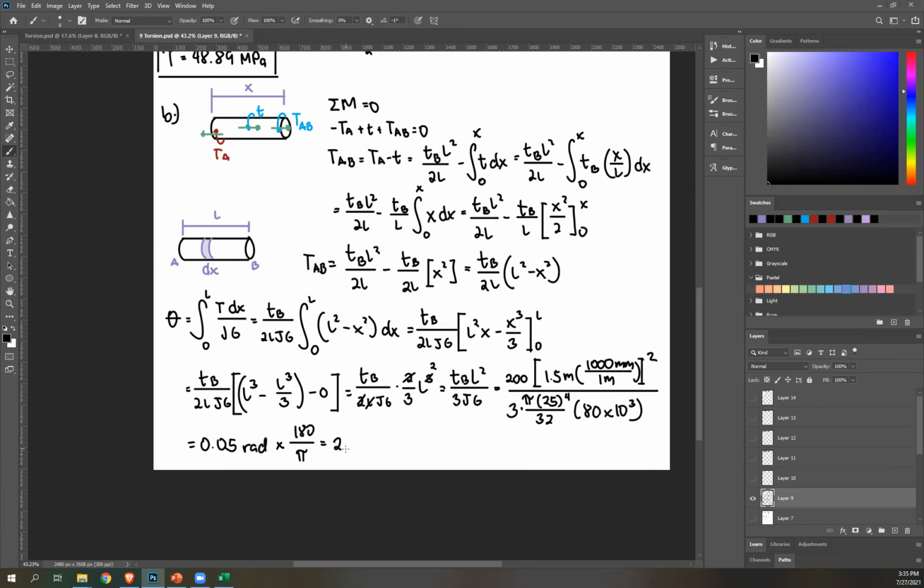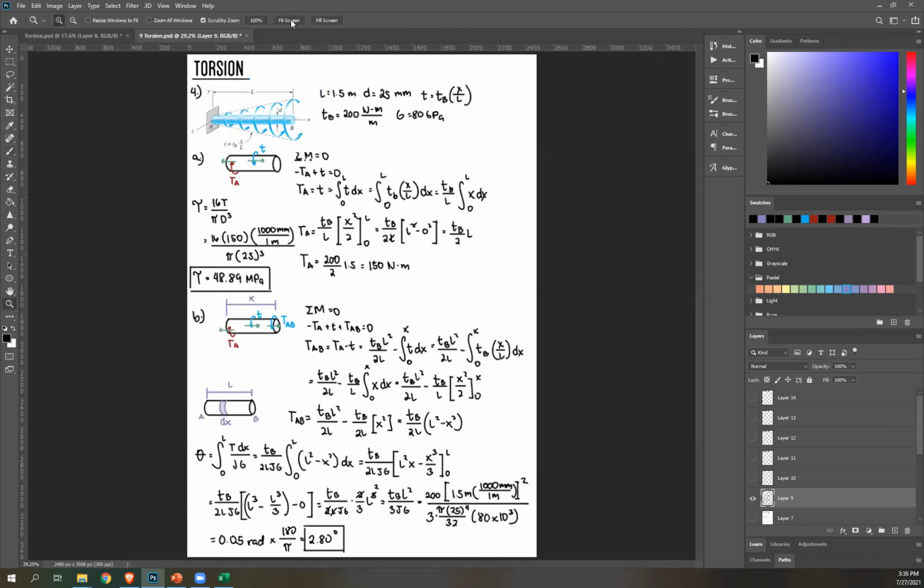2.80 degrees. Okay. That's our final answer. Any questions for number 4? Please answer in the chat. Okay, since no questions, let's move on to the next problem.